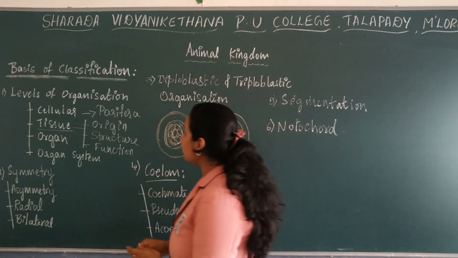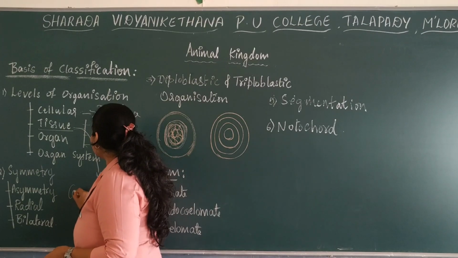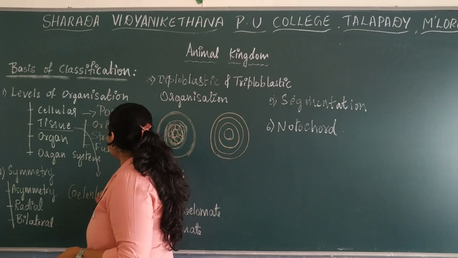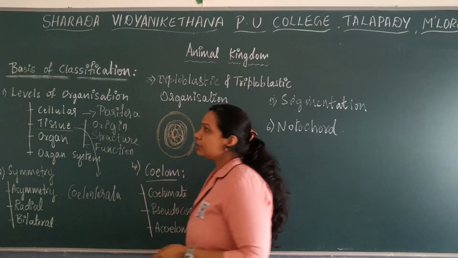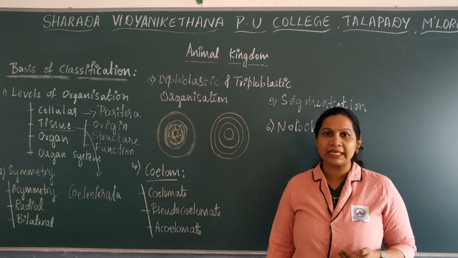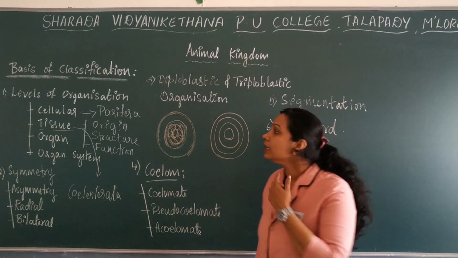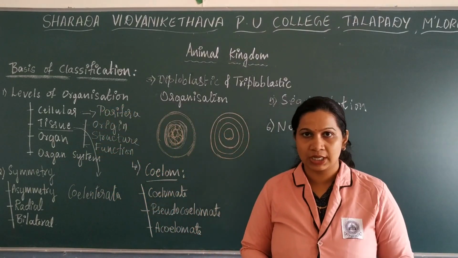For example, the phylum Cnidaria comes under the tissue level of organization, as well as one more phylum, Ctenophora.